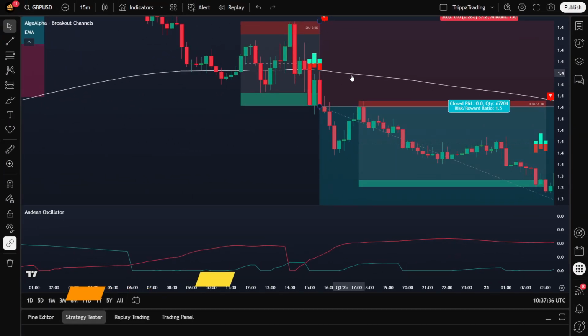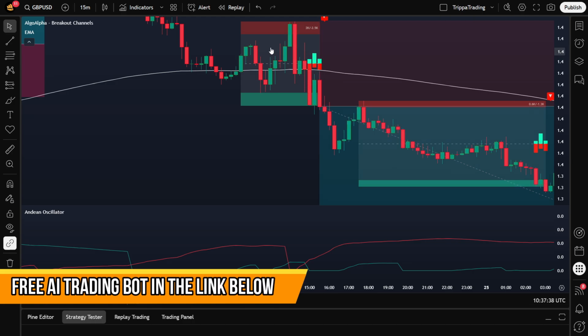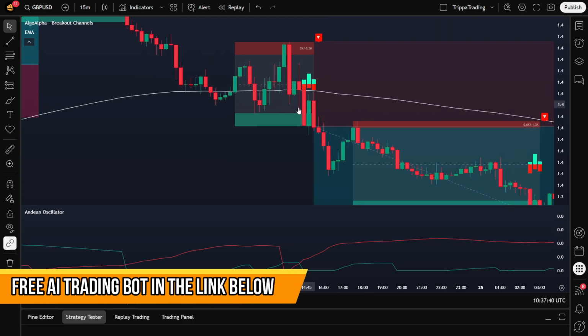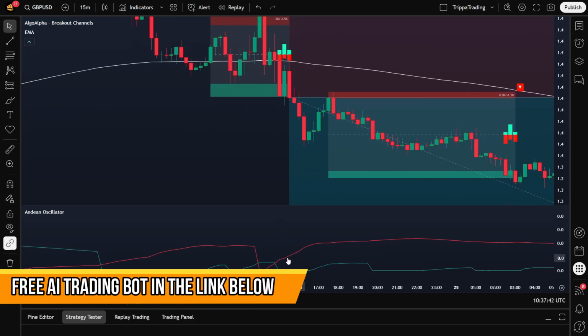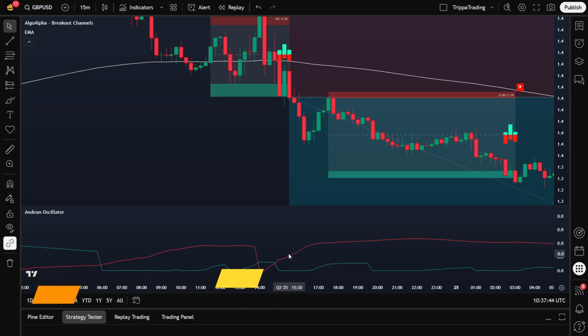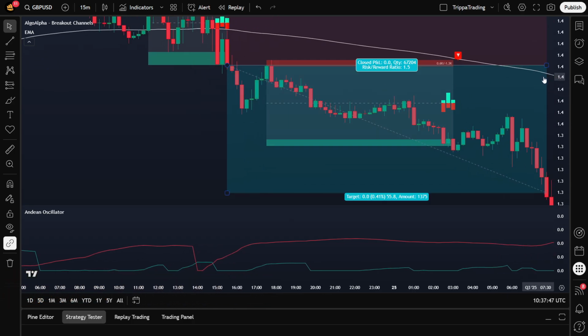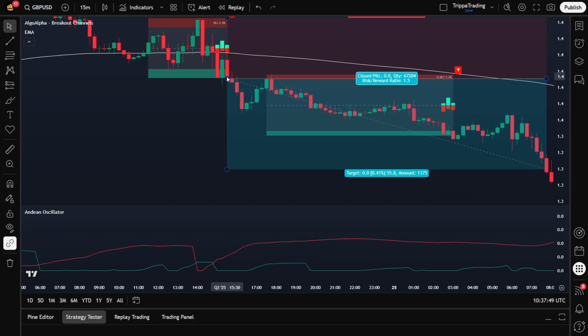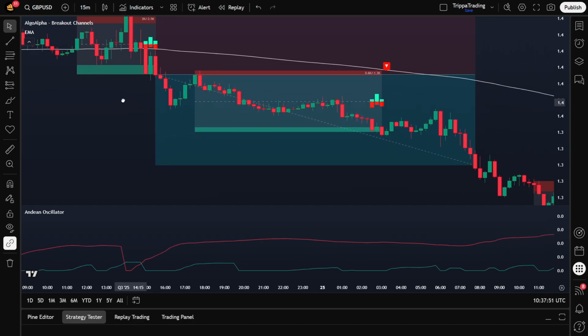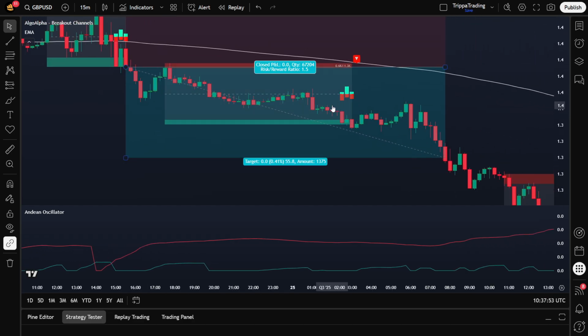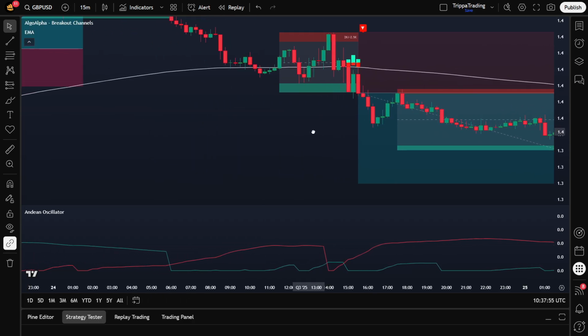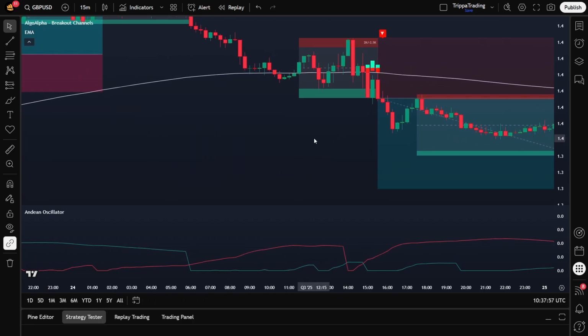For a sell setup, price should be below the 200 EMA. Then you wait for a red triangle to appear. Check that the Andean oscillator shows red line above green and spreading out. If it does, that's your signal. Then you can enter a sell position on the candle close, stop above the box, and target a good risk to reward ratio. Let's walk through a full buy trade example.